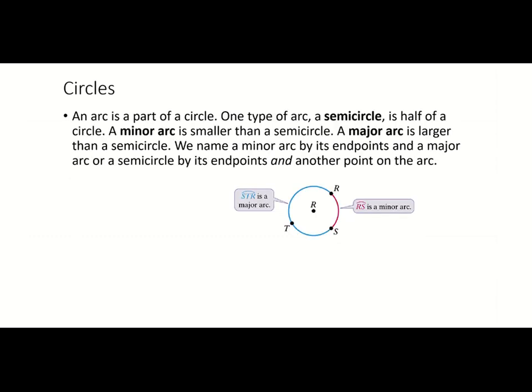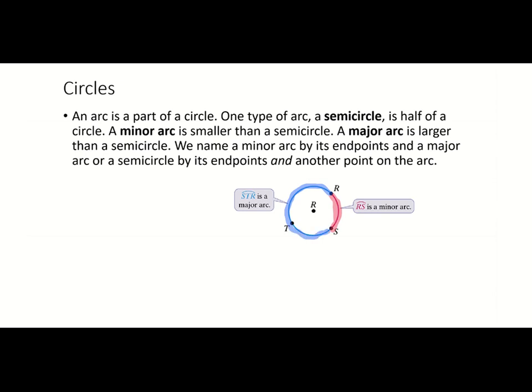Also on a circle you have arcs, and arcs are like the part of the circle. Think of it as kind of like the edge of the circle. One type of arc is a semicircle, so that would be half of a circle. Then you have what they call minor arcs, and those are arcs that are less than a semicircle. Think of a semicircle as 180 degrees, because the circle is 360. So a minor arc would be less than 180 degrees. A major arc is an arc that's going to be greater than 180 degrees, greater than a semicircle.